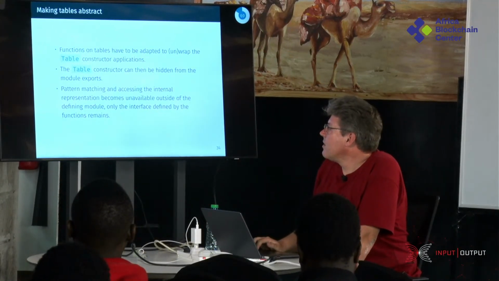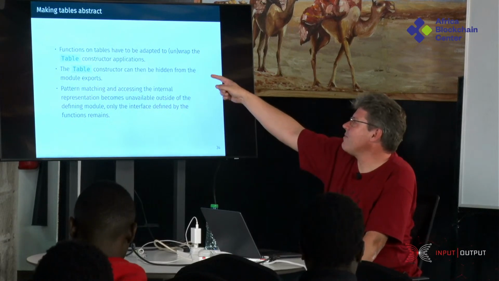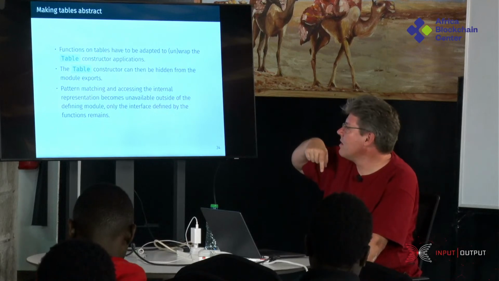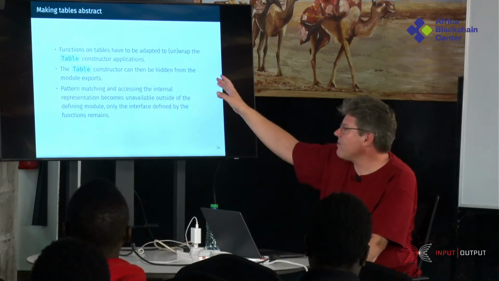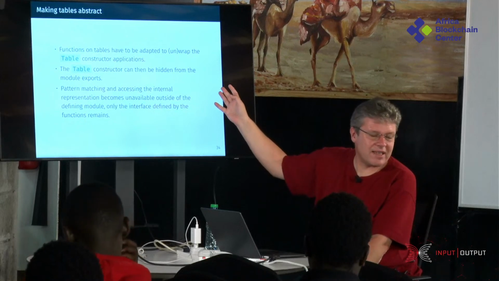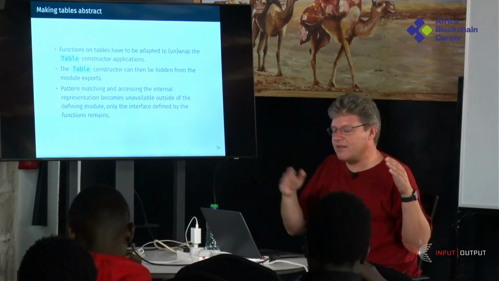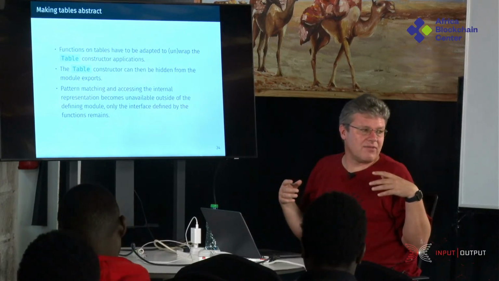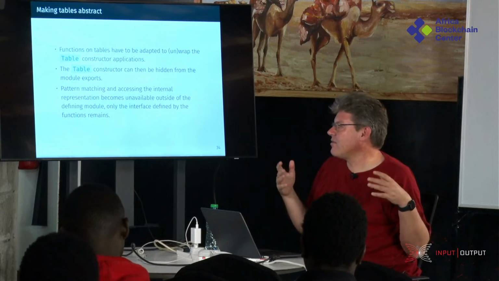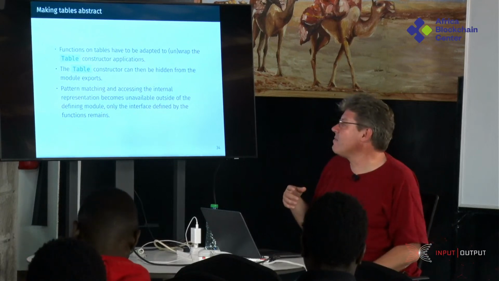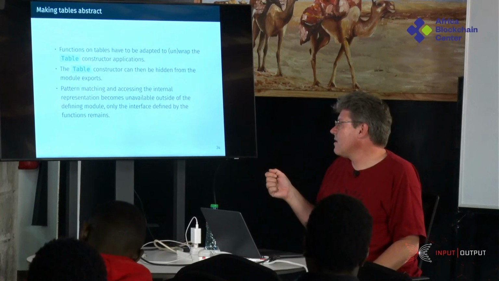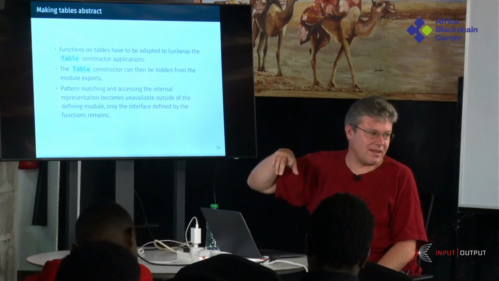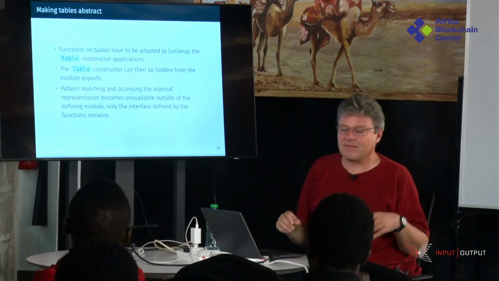Right, and I showed that functions on tables have to be adapted to wrap or unwrap the table constructor that I just showed you how to do. And what I just said, we haven't talked about module exports yet, so you can exactly say which of the things you define in your module should be exported to other modules. If you don't list it there, then you can restrict that, and that's how you would hide the implementation. Right, and then people can no longer look inside your type and see this list of pairs.